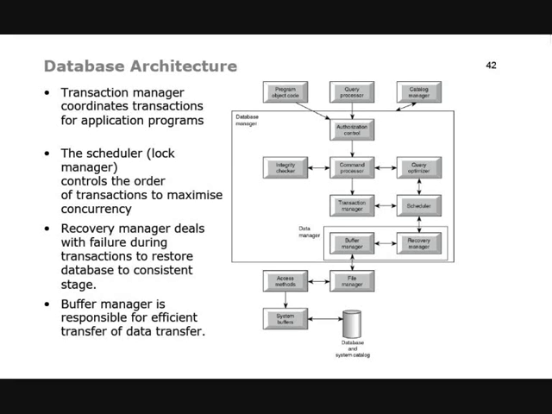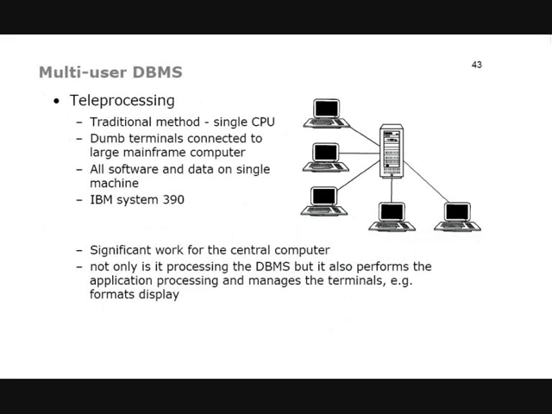Now, the last thing that we need to look at is how do we deploy databases, and if we look back to how they started to be deployed, the initial way of deploying databases was what they call teleprocessing, where you have a single CPU, a very powerful CPU, and then dumb terminals that were connected to it. So the terminals weren't really doing anything, they were just displaying information. All of the work was being done by the single CPU. So all of the software was on this machine, and that was the application software, the DBMS software, etc. And the terminals were just displaying the information. These were the earlier systems.